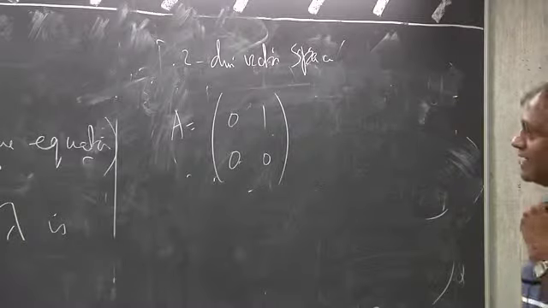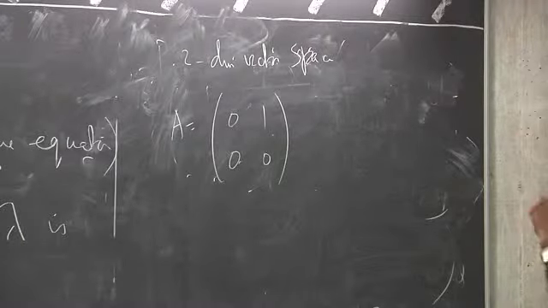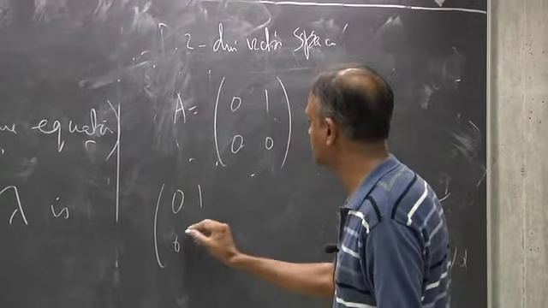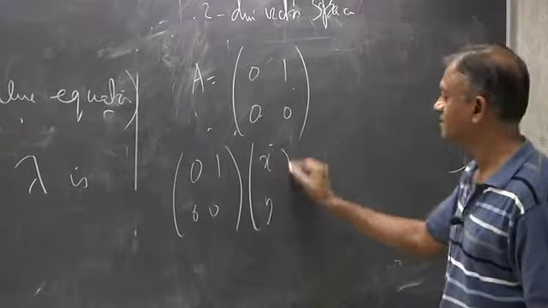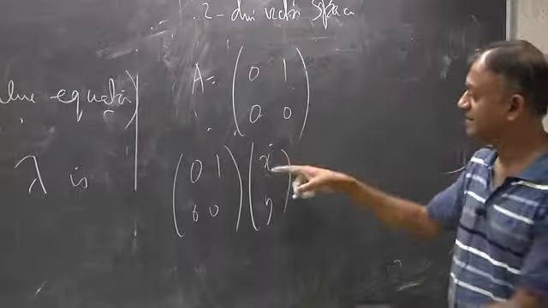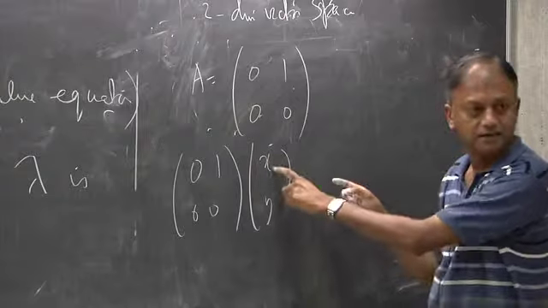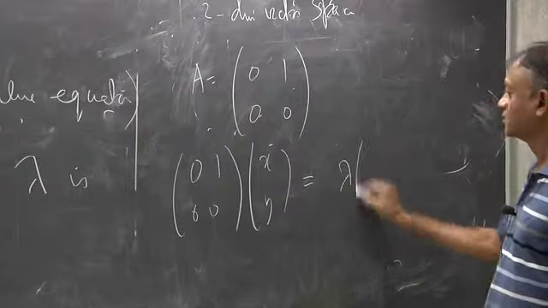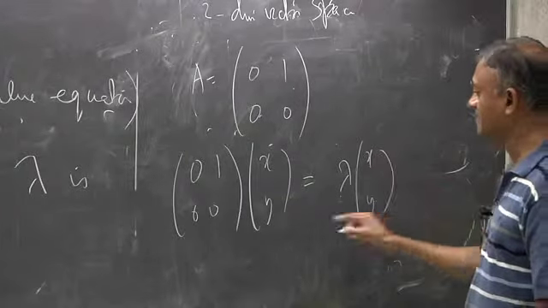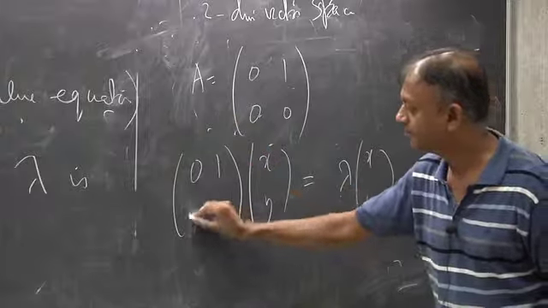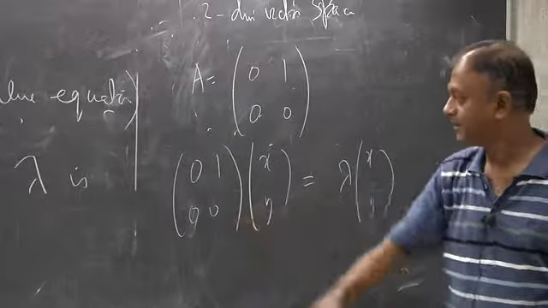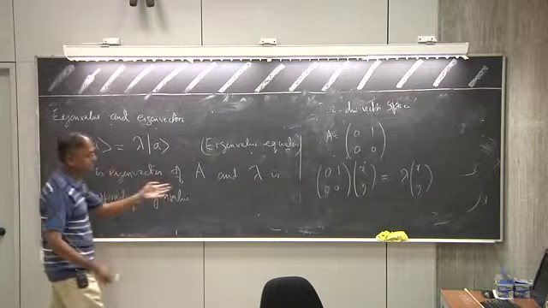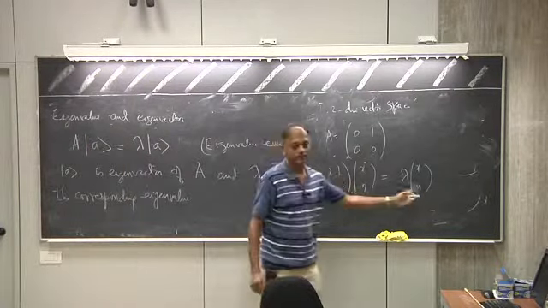Now try to see if you can find an eigenvalue equation. Try to write down an equation of this type. So we have the matrix 0, 1, 0, 0 acting on x, y. An arbitrary 2-dimensional vector is a column vector with arbitrary numbers here, right? And we want to solve this equation. This is the eigenvalue equation for this operator A. This A is arbitrary to begin with, and then you try to find a solution of this equation.